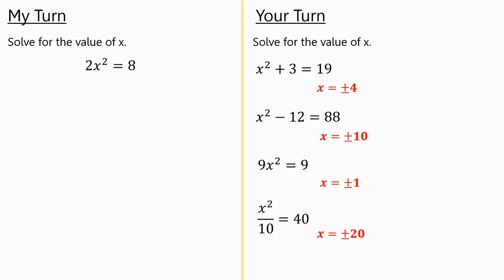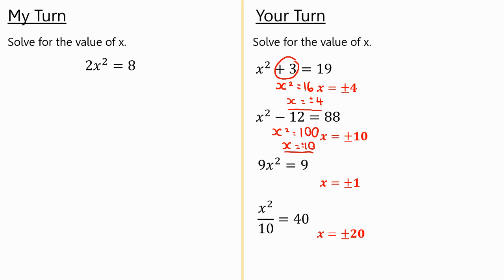So in this one here, we get rid of an add 3 by taking away 3. That gives you x squared equals 16. 19 take away 3 is 16. Then we need to square root. So x is equal to plus or minus 4. The next one, we need to add 12. So x squared equals 100. Then we have to square root. So x is 10.